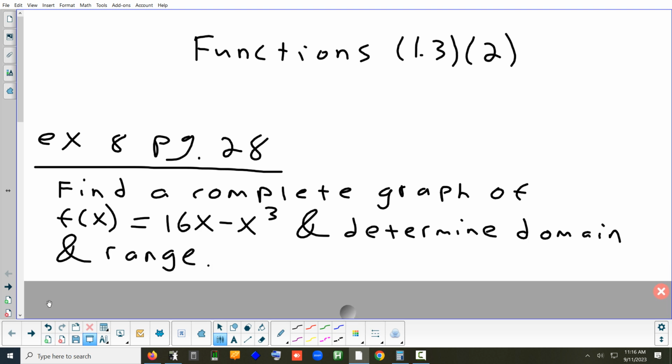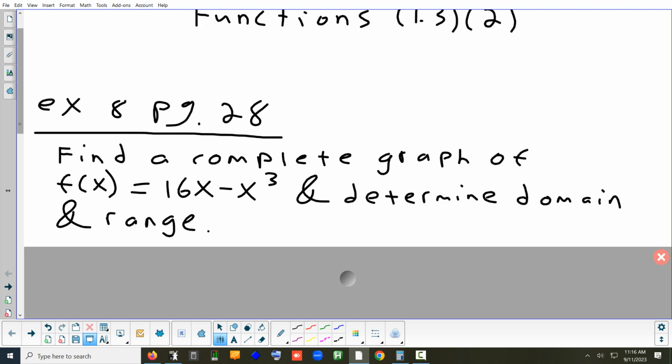Okay, so let's look at this one. Starting off with a calculator question right away. Find a complete graph and then determine the domain and range. So we're going to do some more practice with domain and range.